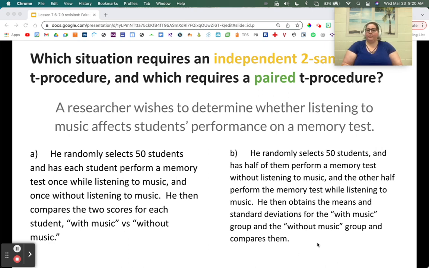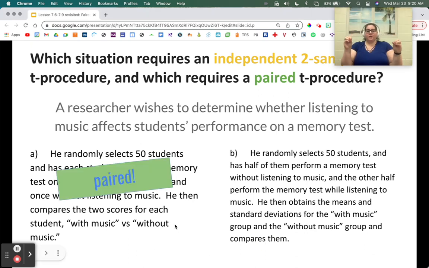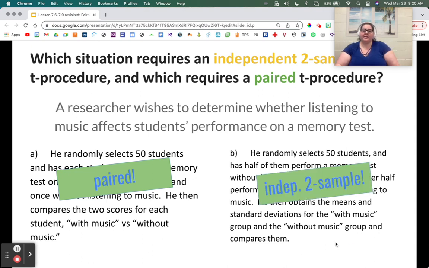So both of them technically have two groups of scores, both of them are dealing with two samples, but in A, the two sets of scores are coming from the same students. So it's paired because we technically have two groups of scores, but they are connected because the same student does both tests. So we have technically one group of students and two sets of scores. In B, we have different students doing different things. So we have 25 scores from students doing the test without listening to music, and 25 with listening to music. So that would be an independent or two-sample procedure.